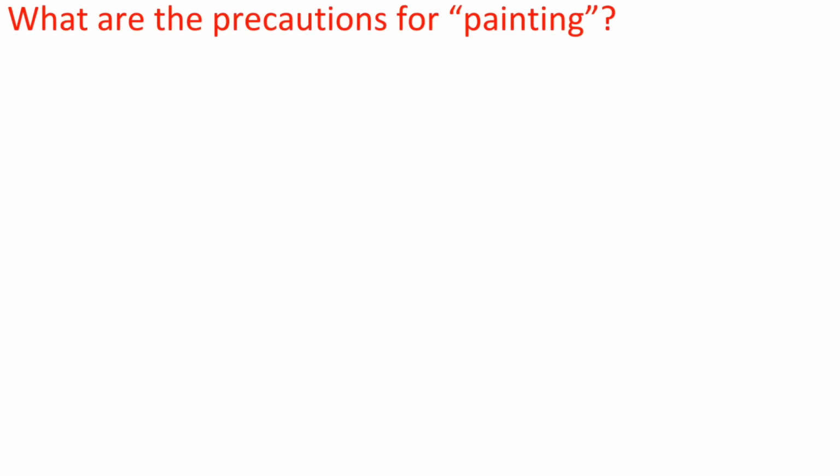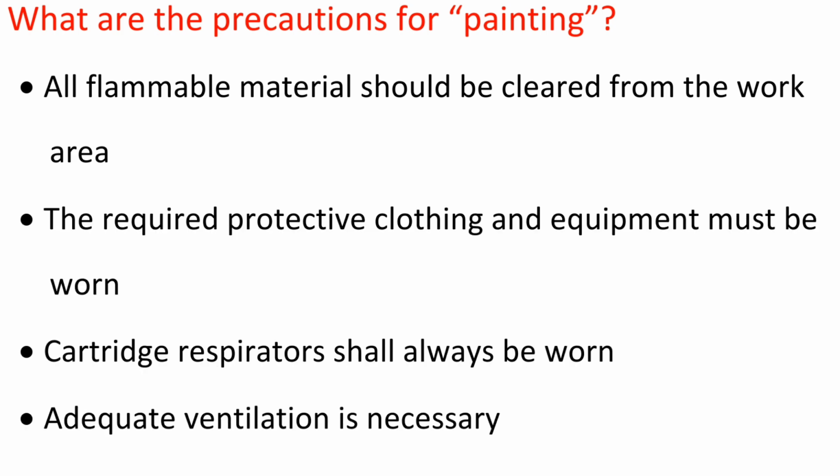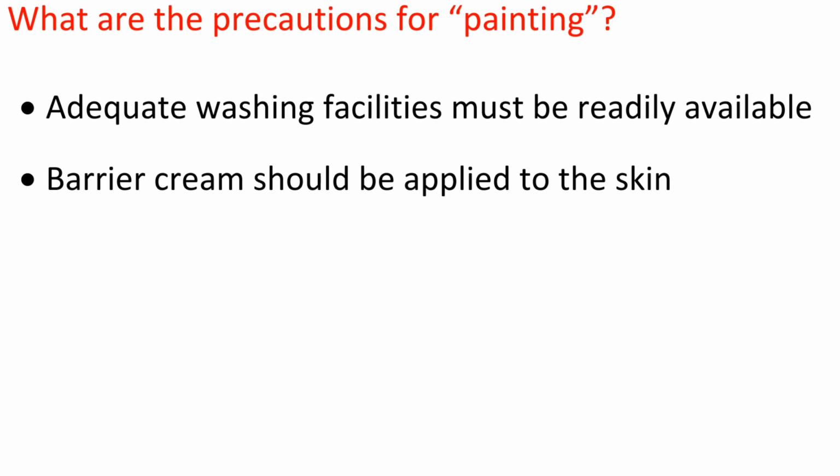Question. What are the precautions for painting? Answers. All flammable materials should be cleared from the work area. The required protective clothing and equipment must be worn. Cartridge respirators shall always be worn. Adequate ventilation is necessary. Adequate washing facilities must be readily available. Barrier cream should be applied to the skin.